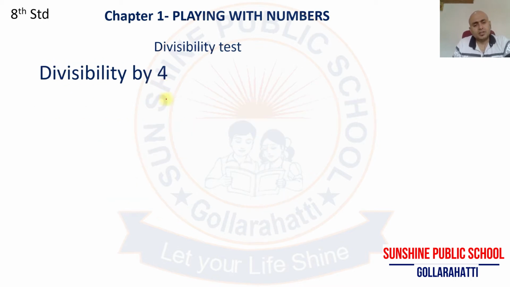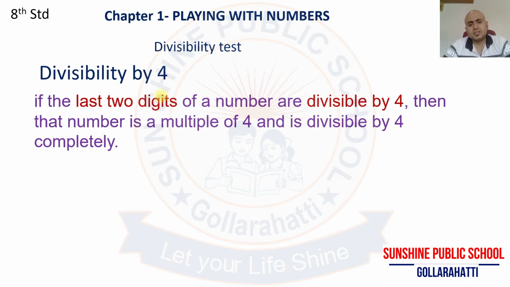Divisibility by 4. How to check whether a number is divisible by 4? If the last 2 digits of the number are divisible by 4, then the number is a multiple of 4 and is divisible by 4 completely. That means we have to look at the last 2 digits. If the last 2 digits are divisible by 4, then the full number is also divisible by 4.